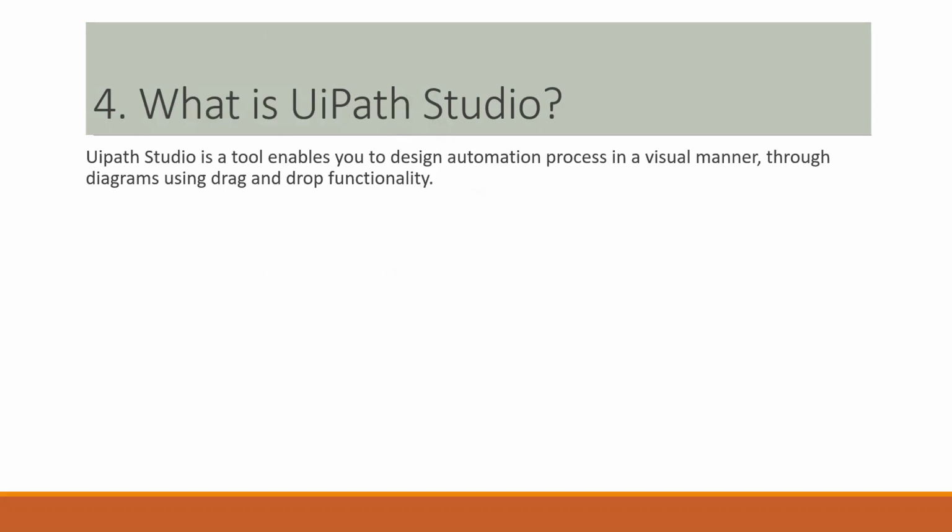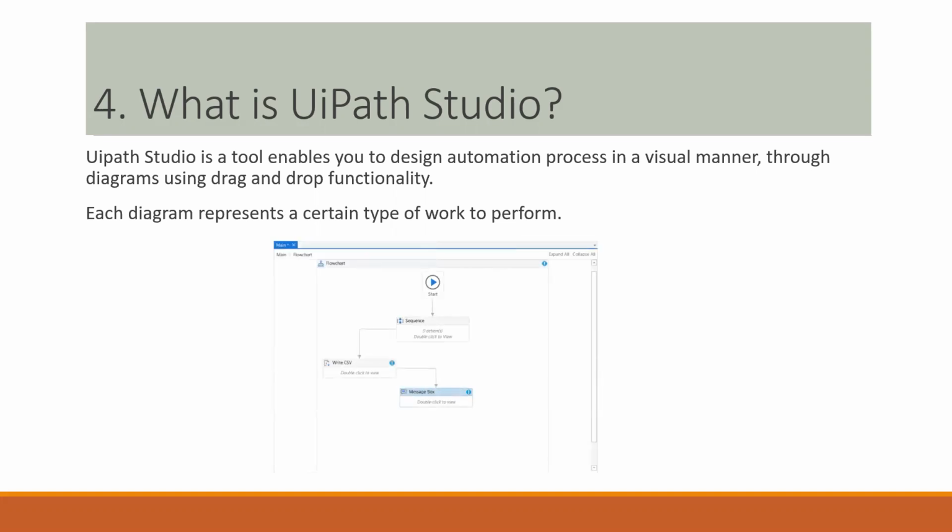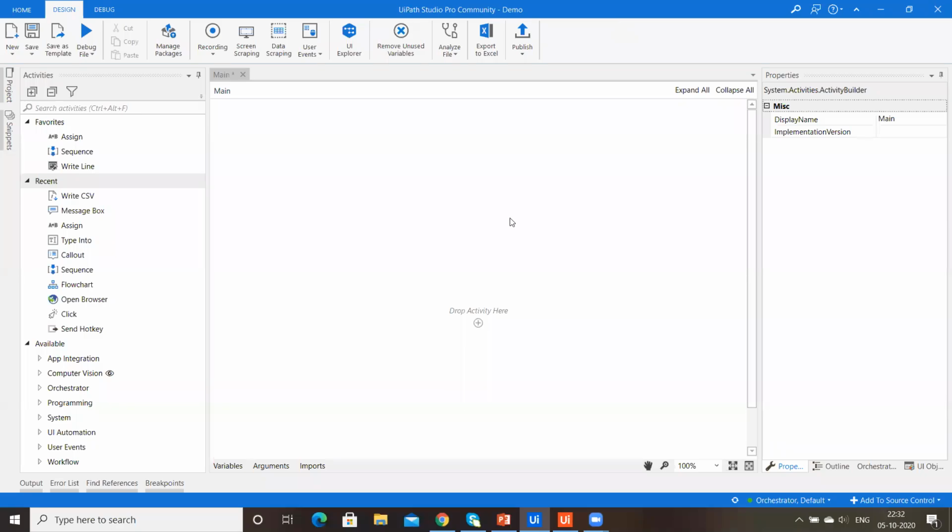UiPath Studio is a tool that enables you to design automation processes in a visual manner through diagrams using drag and drop functionality. Each diagram represents a certain type of work to perform. This is how the UiPath Studio looks like. This is the UiPath Studio where you can build your project by using drag and drop functionality.